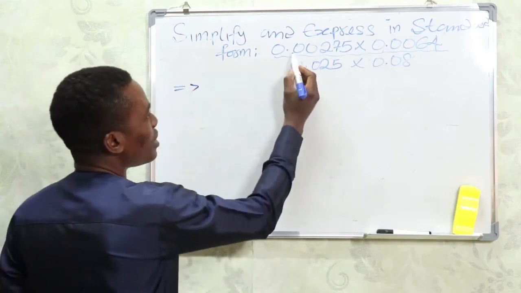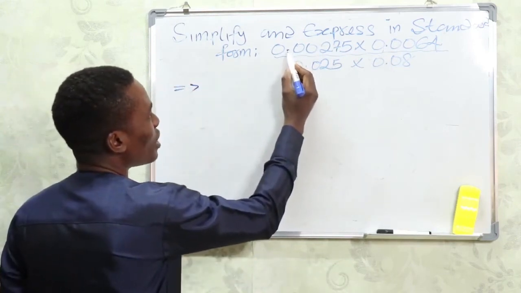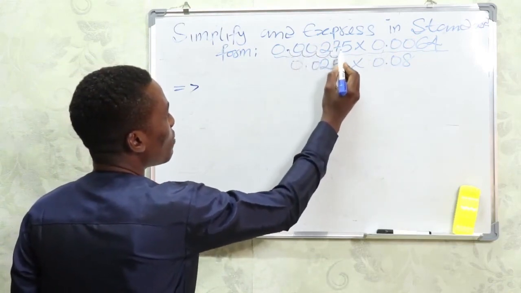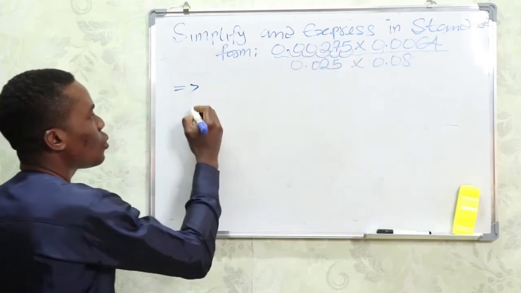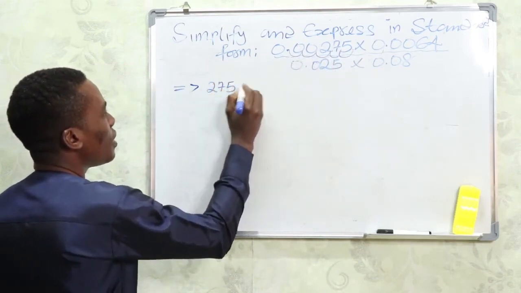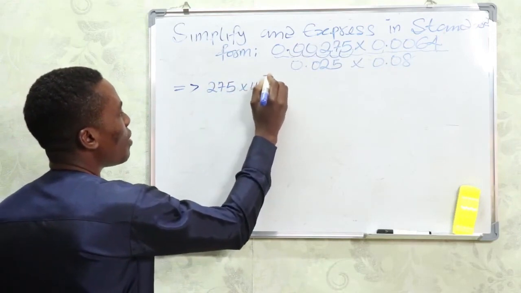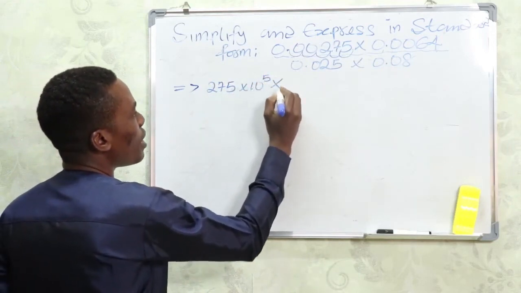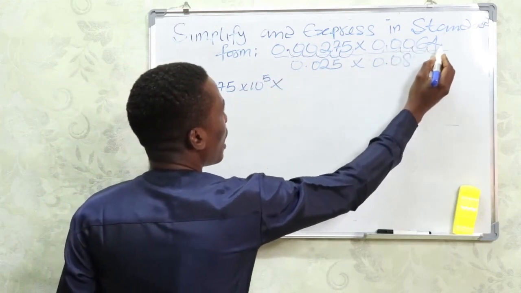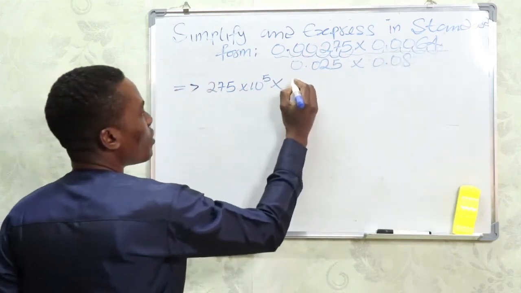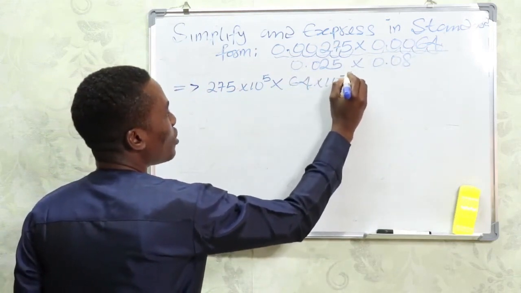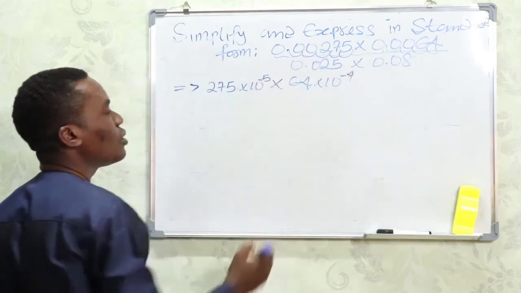Now we have this. From here we'll count to our right hand side. It will give us 1, 2, 3, 4 and 5. So we have a negative 5. So we have 275 times 10 raised to power minus 5 multiplied by, here we'll have a 1, a 2, a 3 and a 4. That will give us 64 times 10 raised to power minus 4. Sorry, the first one should be minus 5.